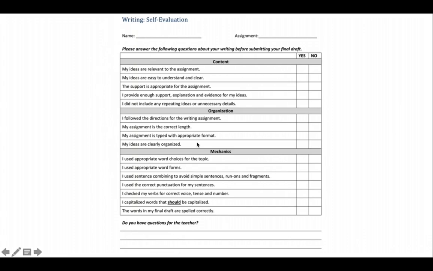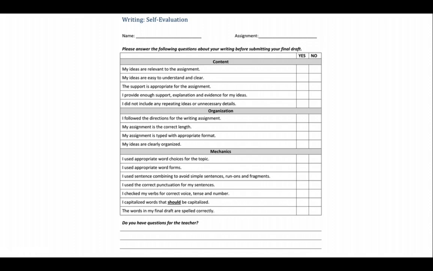So this is an example of a self-evaluation. Here we have content. My ideas are relevant to the assignment. My ideas are easy to understand. And here they have to check: is it really true that my ideas are relevant to the assignment? You say yes or no. My ideas are easy to understand and clear. You say yes or no. Do you understand? And then you have to encourage your learners to really be honest when they do this.